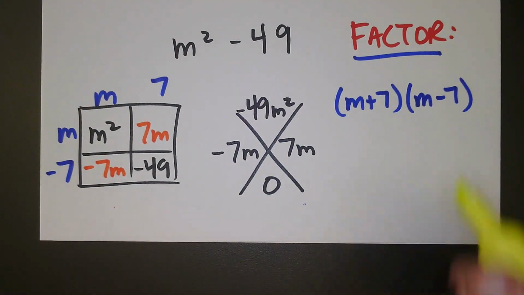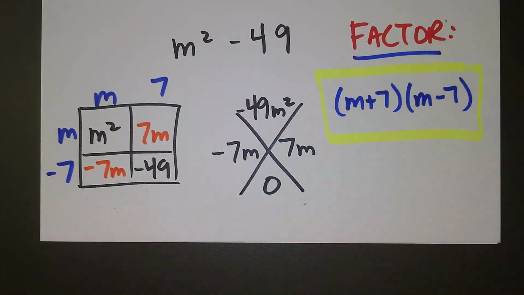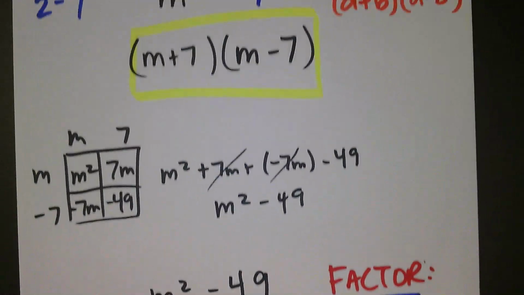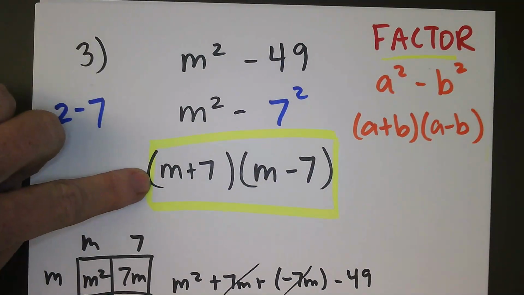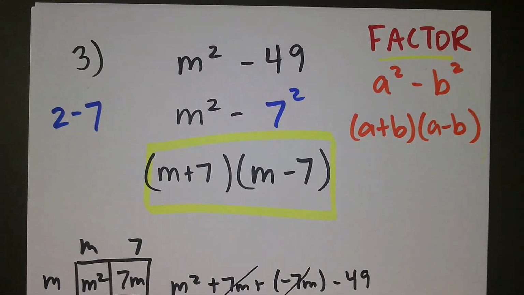So my factored response, whether I use the shortcut or the area model, is the same answer, m plus 7 times m minus 7. Here it is up here if I recognize the pattern, m plus 7 times m minus 7. Hope that's helpful. Email me anytime with questions.